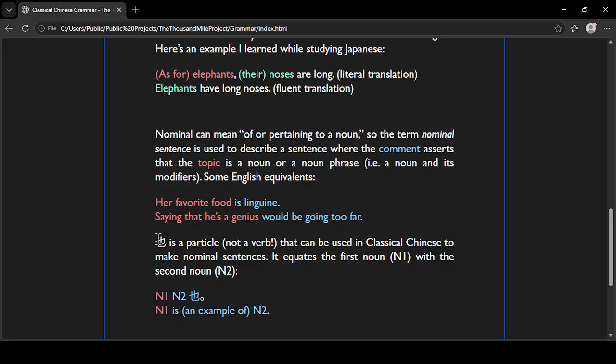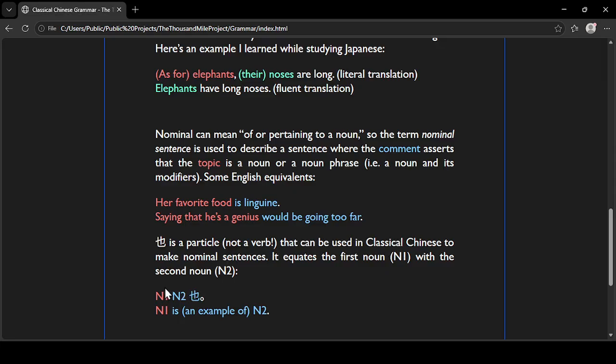Some people say that it's like a copula. Copula is a fancy term for the English verb to be when it's used to equate two things, like John is an engineer. In that case, is being used as a copula. Some people say that this is like a copula, but the copula in classical Chinese is actually a different character, a verb character. So anyway, it's a particle, and it can be used in classical Chinese to make nominal sentences.